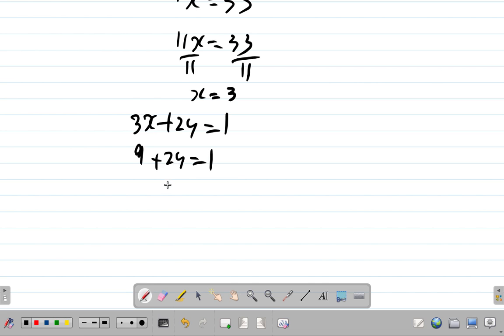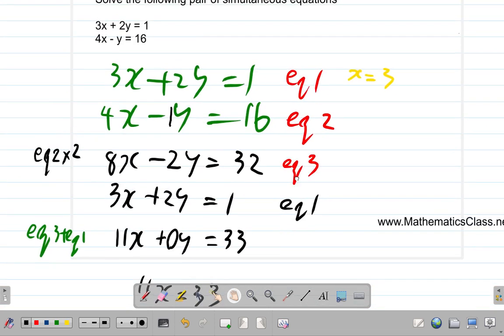So subtract 9 from both sides. 2y is equal to 1 minus 9, equal to negative 8. So 2y is negative 8. Divide both sides by 2. Y is equal to negative 4. So y is negative 4.